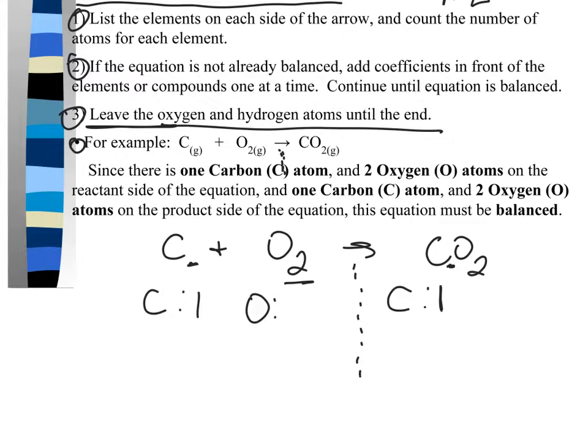Next thing I go to is to my oxygens. I have a little 2, so it's given that I have 2. Now I go over here to my oxygens. This little 2 again only applies to this oxygen, so therefore I have 2. So coming back to this here, since there's 1 carbon atom and 2 oxygen atoms on the reactant side, and 1 carbon atom and 2 oxygen atoms on the product side of the equation, this equation is balanced.